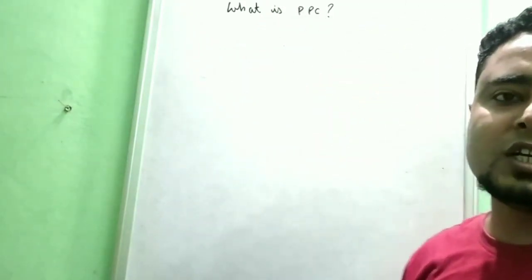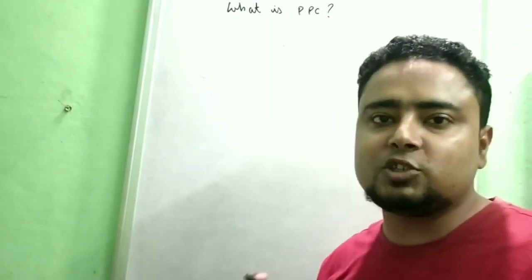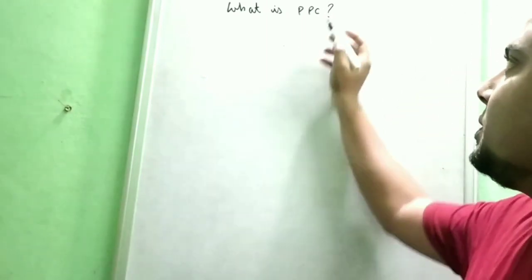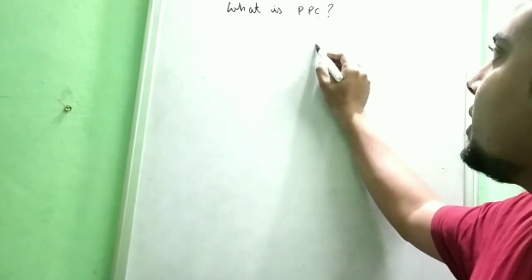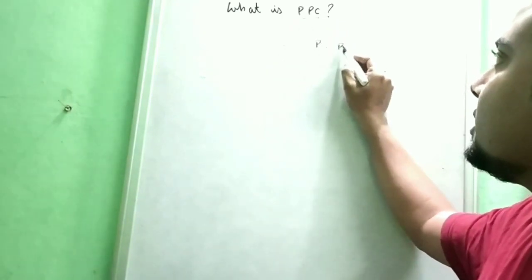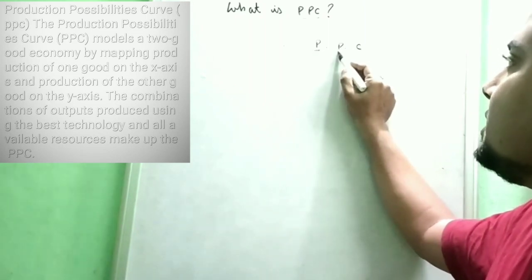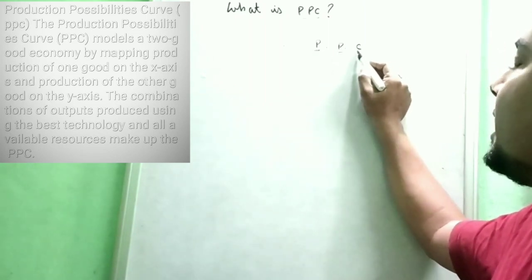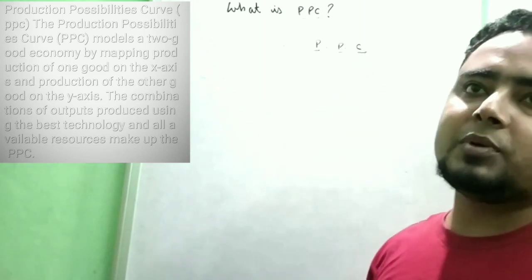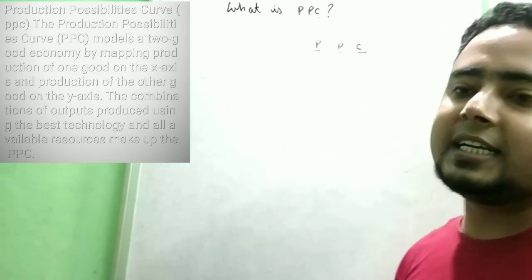For many of you who don't know what PPC actually is, I would like to tell you that PPC in very simple words means production possibility curve. P stands for production, the other P stands for possibility, and C stands for curve. That is production possibility curve. You can write it in.